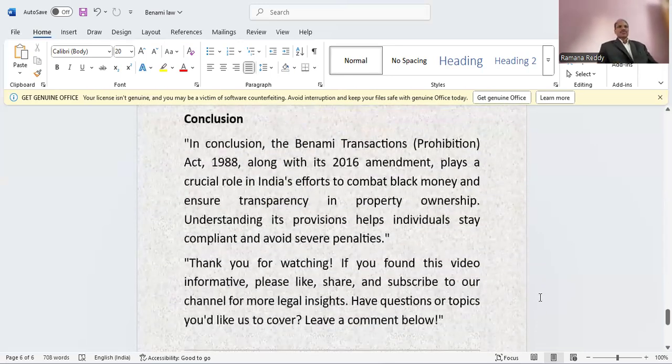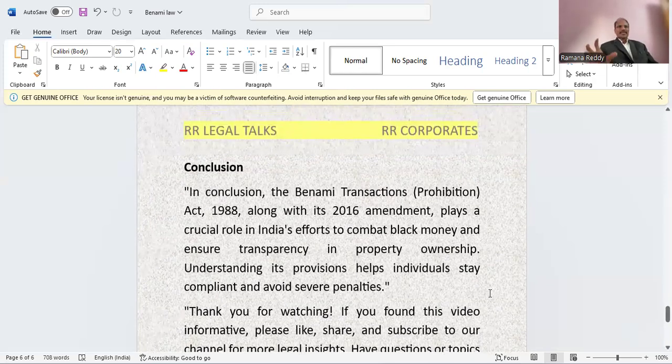So what is the conclusion? The Benami Transactions Prohibition Act 1988, along with its 2016 amendments, plays a crucial role in India's efforts to combat black money and ensure transparency in property ownership. Understanding its provisions helps individuals stay compliant and avoid severe penalties.